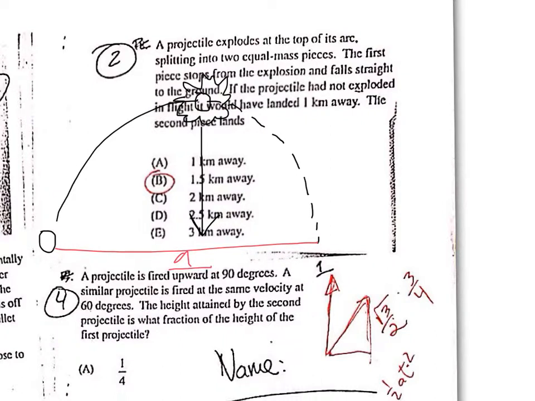This question is related to conservation of momentum, which we will get to later. But I thought you could intuit your way through it, where if half goes this way, then the other half is going to go twice as far as it would have. So we could say that the center of mass of these two, or the average of these two, would land where the projectile would have landed. So the second piece lands 1.5 kilometers away.